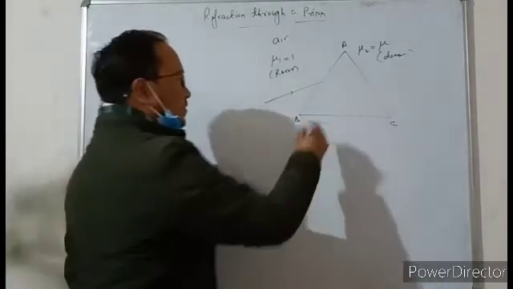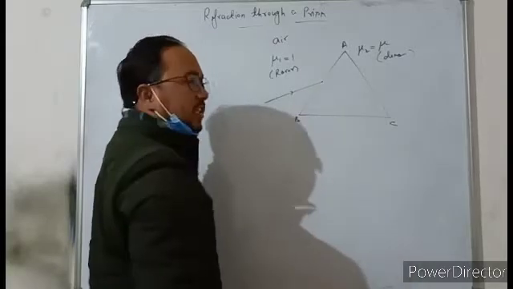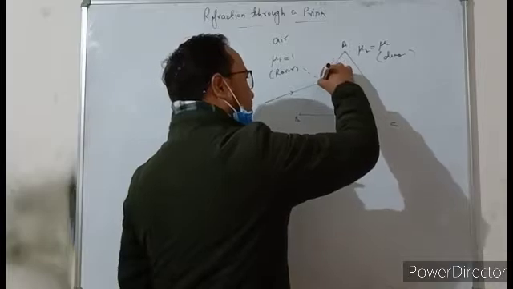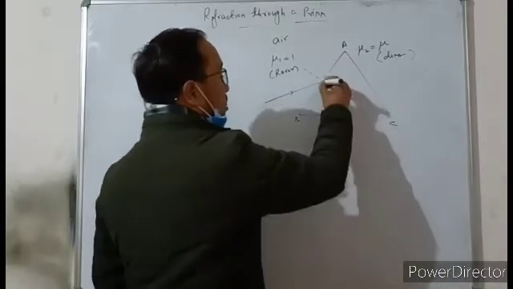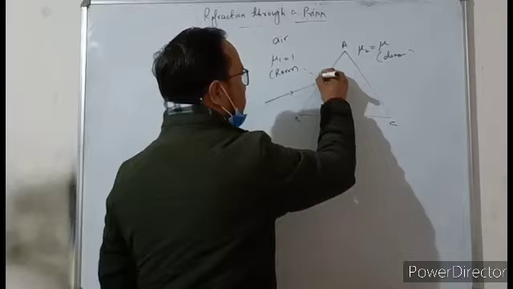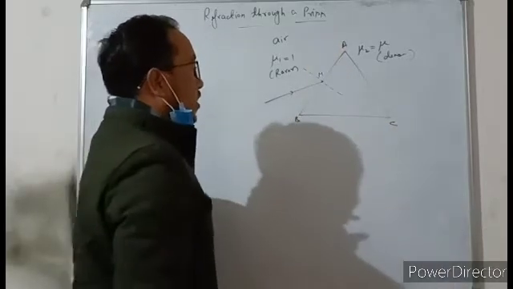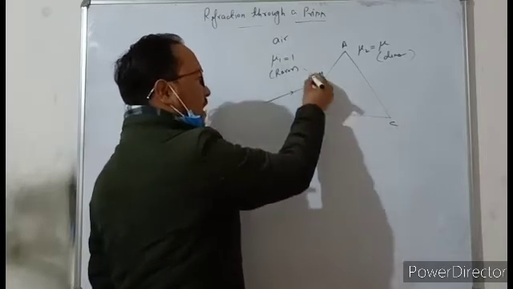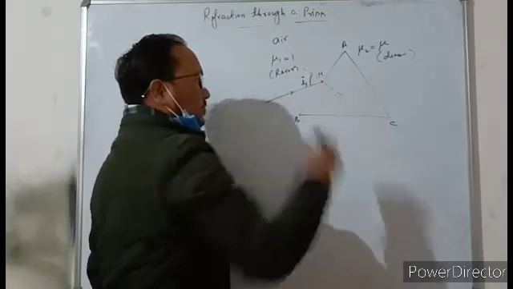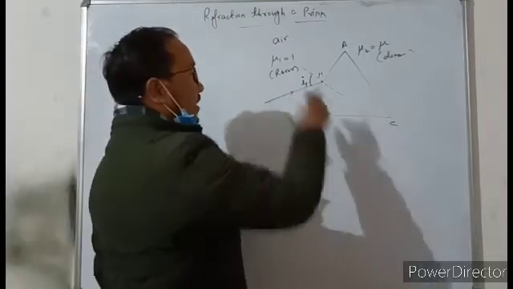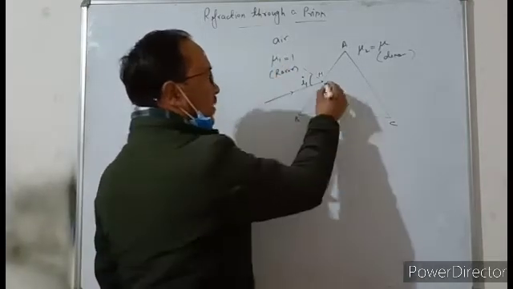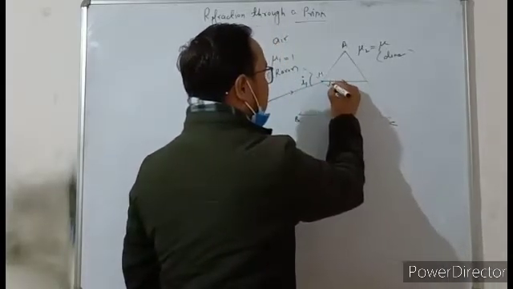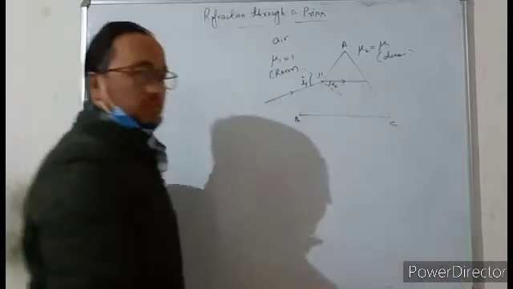So first of all, this is the point of incidence. So you have to draw the normal at the point of incidence. Suppose this is point M, point of incidence. Now, the angle between incident ray and normal is known as angle of incidence. So it is taken as I1. As light is traveling from rarer to denser medium, it will bend towards normal, and this angle is taken as angle of refraction, which is R1.